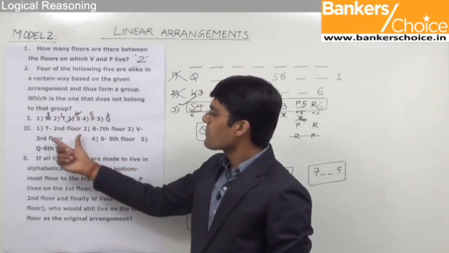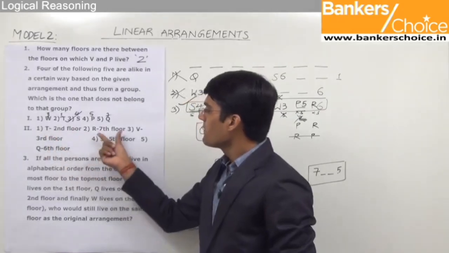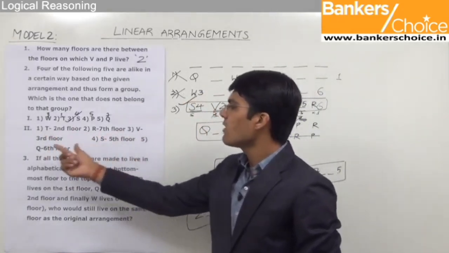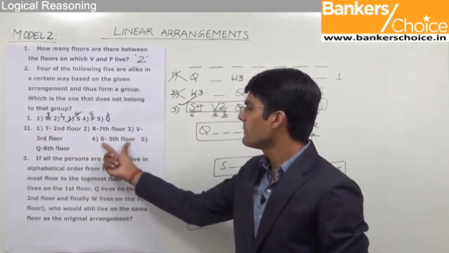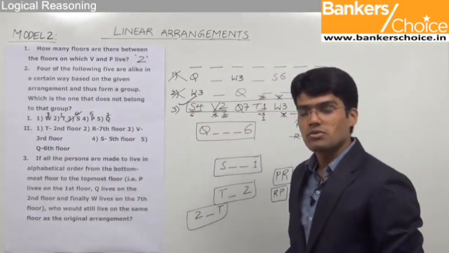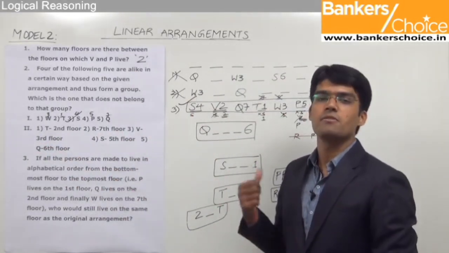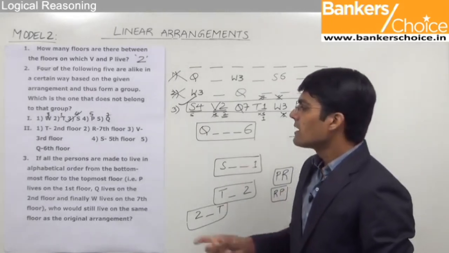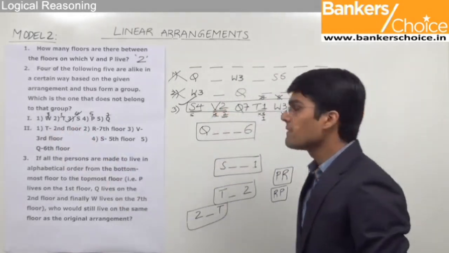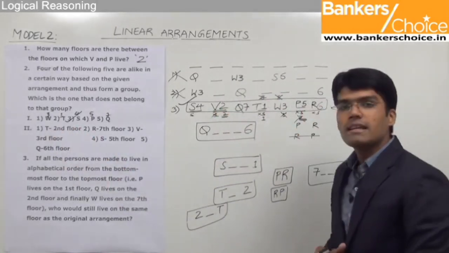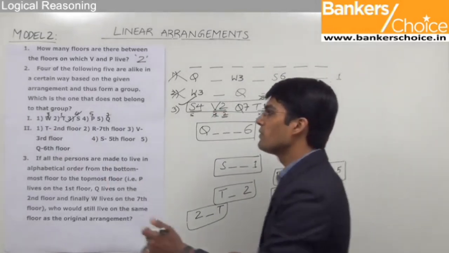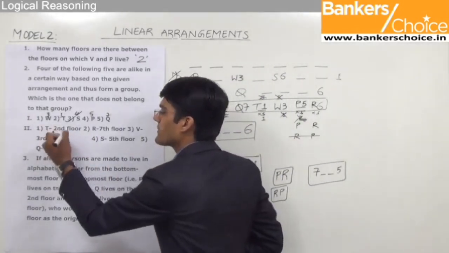The next set of options here is T on 2nd floor, R on 7th floor, V on 3rd floor, S on 5th floor and Q on 6th floor. So from these 5 options, 4 are alike in a certain way and we need to find out the 5th one. Now the first option is T on 2nd floor, but from the arrangement we know that T is on first floor. So the actual floor of T is floor 1.